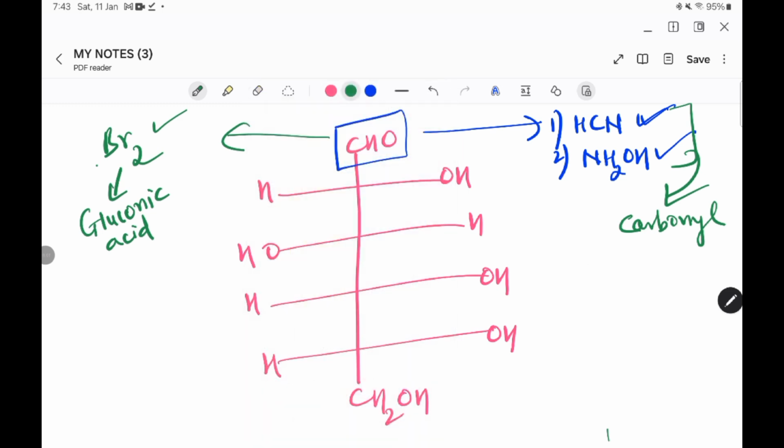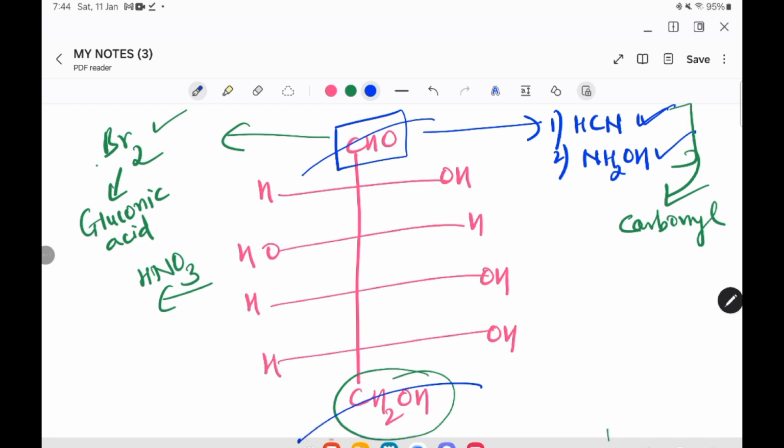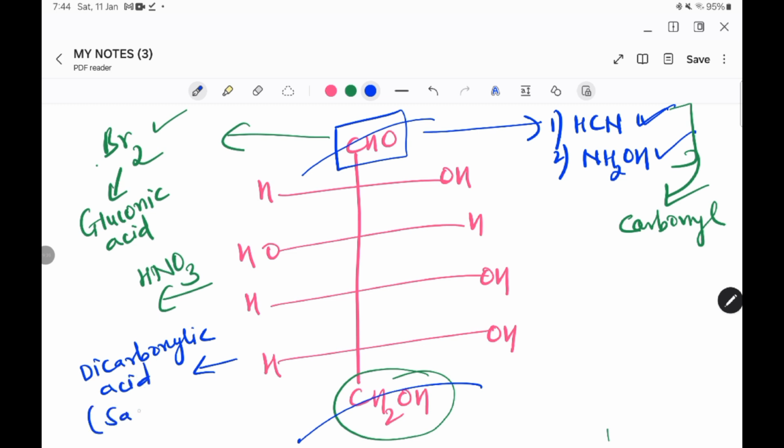Next, to prove that glucose contains a primary alcoholic group, we reacted glucose with concentrated HNO3. When we did so, the aldehydic group got converted into COOH as well as the primary alcoholic group got converted into COOH. So the compound which we got was a dicarboxylic acid called saccharic acid. This reaction proved that glucose contains a primary alcoholic group.